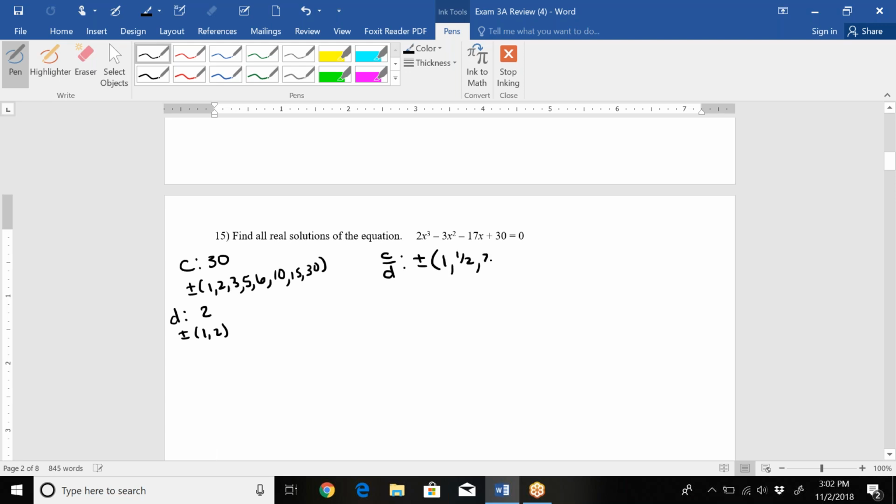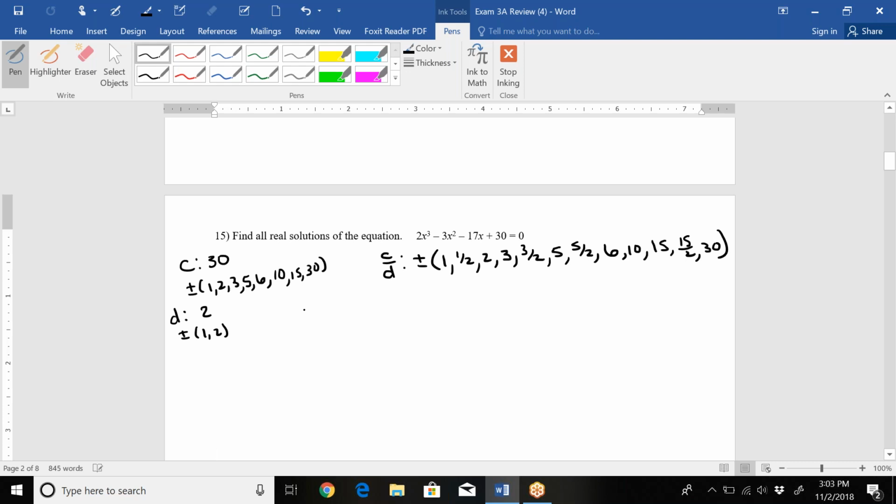2 over 1, 2 over 2, which is 1, 3 over 1, 3 over 2, 5 over 1, 5 over 2, 6 over 1, 6 over 2, which is 3, 10 over 1, 10 over 2, which is 5, 15 over 1, 15 over 2, 30 over 1, and 30 over 2, which is 15. So this is our list. And remember, there's 1, 2, 3, 4, 5, 6, 7, 8, 9, 10, 11, 12 of them, but plus or minus means it's really 24.